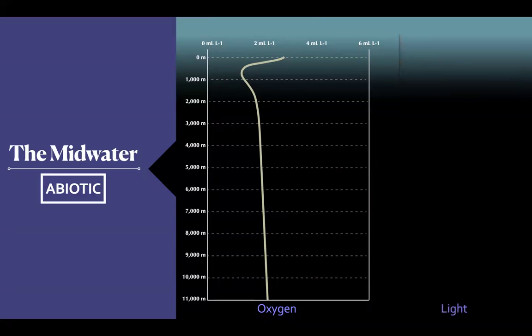And then another abiotic factor that we consider when we think about the deep sea habitat is light. So again, you have light at the surface. It penetrates all the way down to about 1,000 meters, and then beyond 1,000 meters, there's no light that comes from the surface of the ocean.